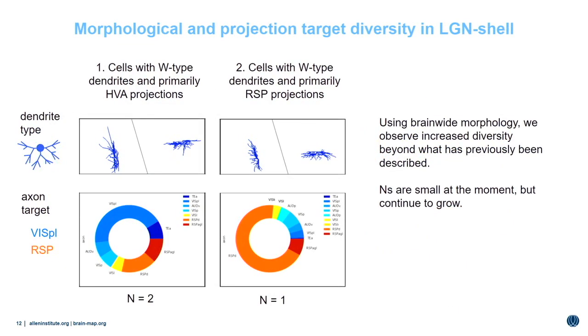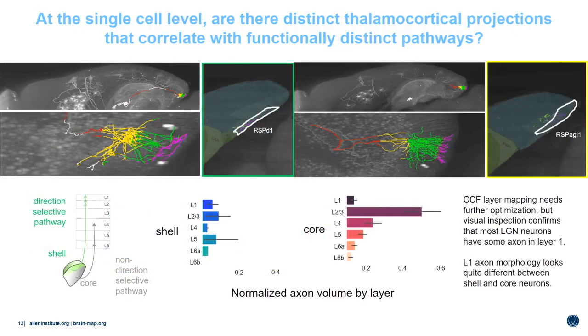If we look at our small population of shell neurons, we can see that they all have this W-type morphology, where the dendrites are oriented to one side of the soma. And then if we look at their projection targets, they're mostly contacting higher visual areas and retrosplenial cortex. So using this very preliminary data set of brain-wide morphologies, we observe an increased diversity beyond what's been previously described, but of course our Ns are still very small.